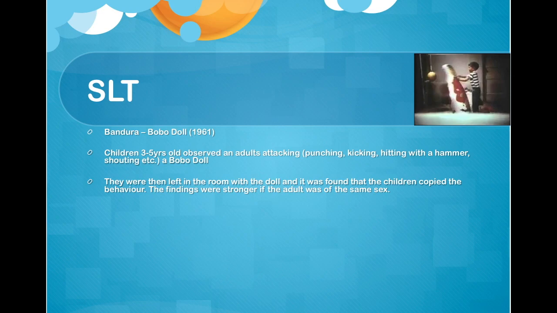They also found that the effect was stronger. There was more imitation when the adult was the same sex as the child. So when a boy had observed a male adult, and when a girl had observed a female adult, they were more likely to copy the behaviours. The interesting thing was that the other group, who hadn't seen the aggression, didn't do those behaviours when they were introduced to the Bobo doll.